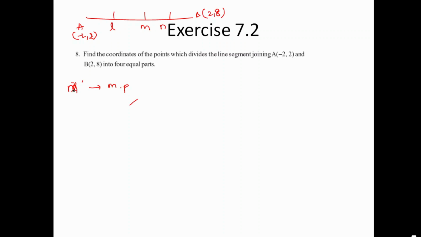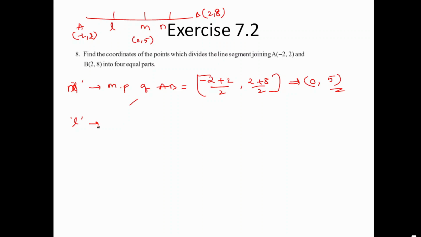Let me take the value of M first. M is the midpoint of AB. That is x1 plus x2 by 2, y1 plus y2 by 2. So this is nothing but 0 comma 5 as your answer. Okay, so what is the resultant, 0 comma 5? So let me take the value of L. L is your midpoint of AM. Okay, so that is minus 2 plus 0 by 2, 2 plus 5 by 2.